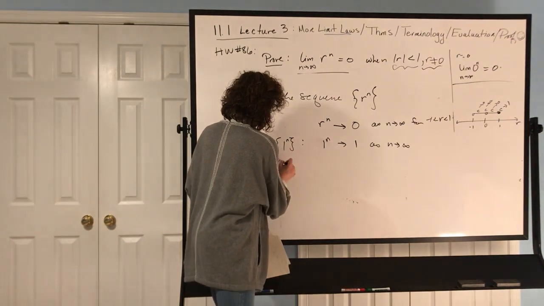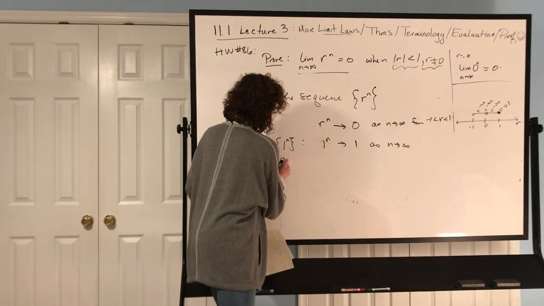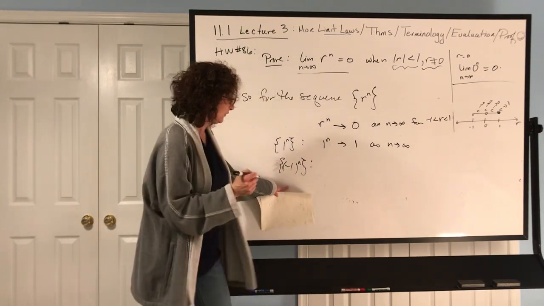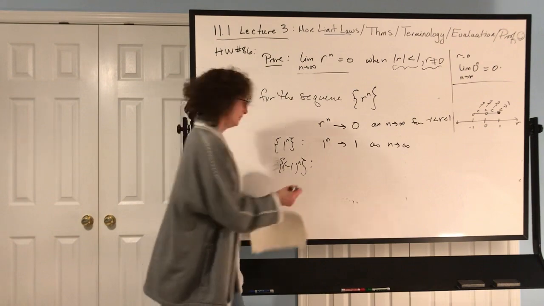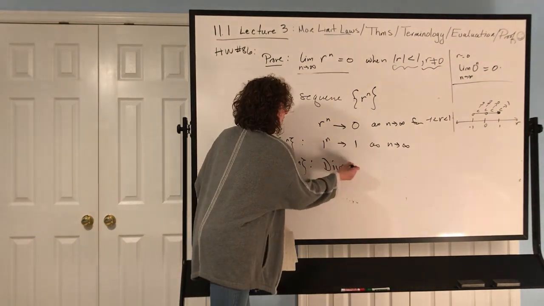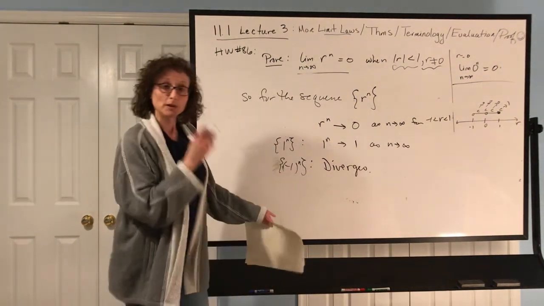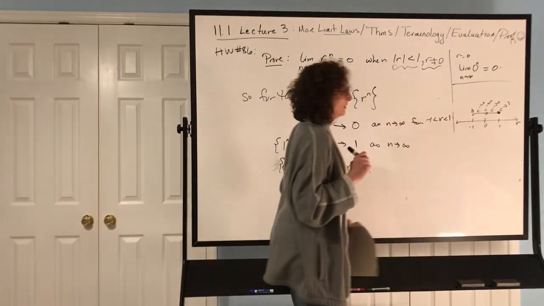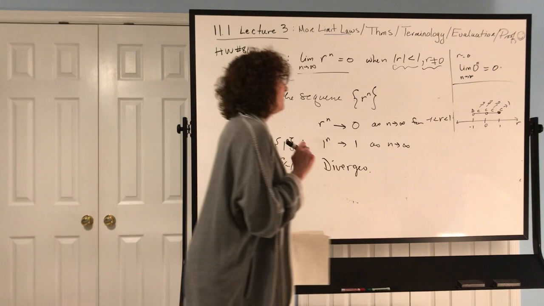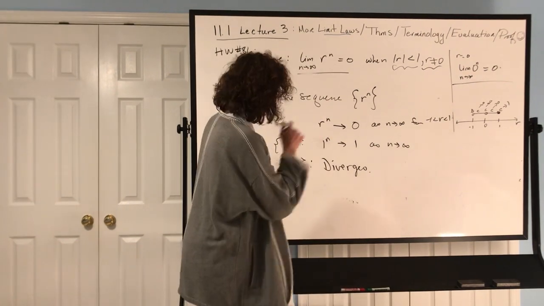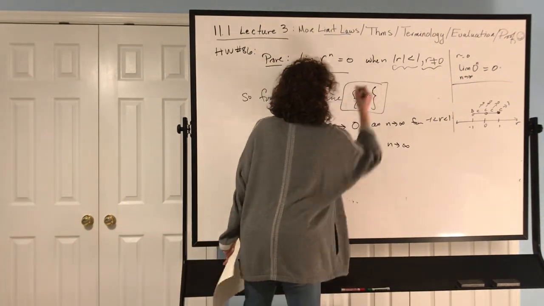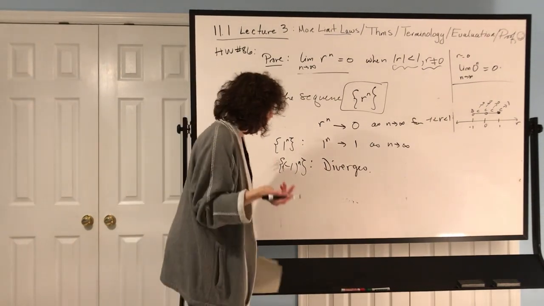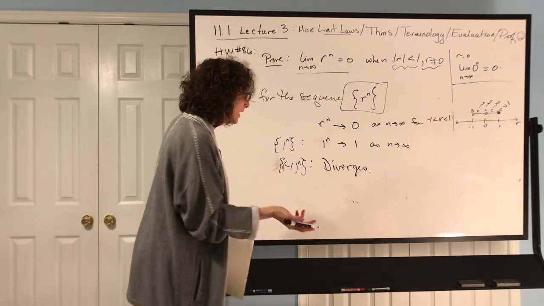Then what else? What if r is negative 1? This is the guy we already talked about last time. Does that guy converge? No, this guy diverges, right? Why? Because it bounces back and forth between negative 1 and 1. So at negative 1 we diverge. And then this is all for the sequence r to the n.